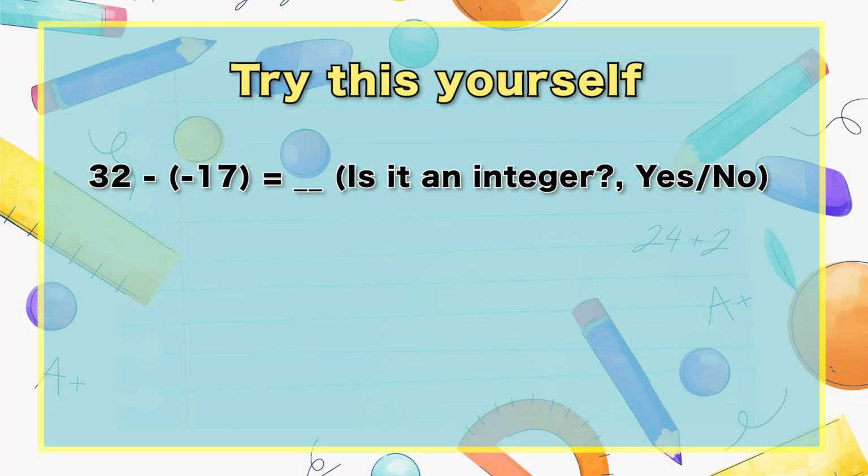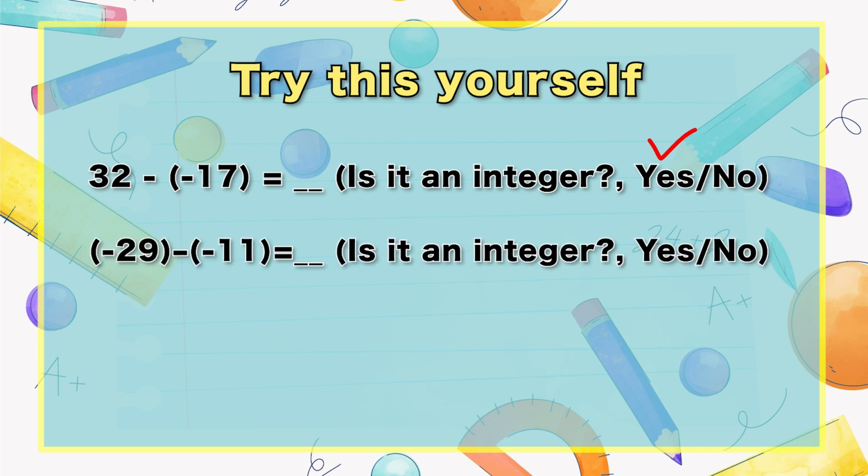Try this yourself. The difference of next two pairs of integers given on the screen. 32 minus minus 17. What do you get? Is it an integer? Yes or no? 32 minus minus 17 is actually 32 plus 17, which is 49, and 49 is an integer.